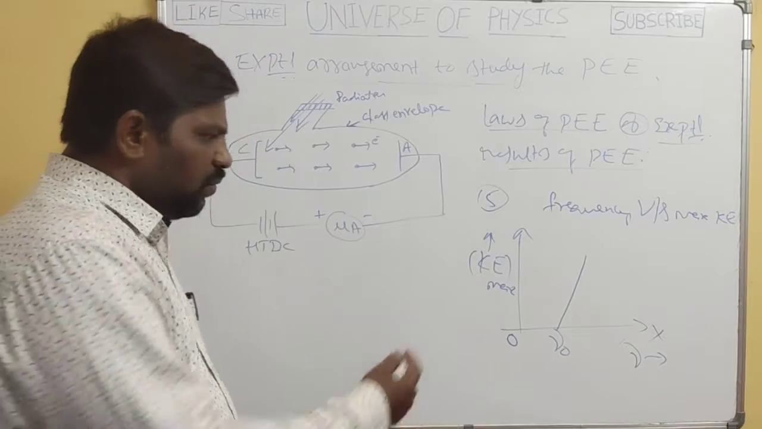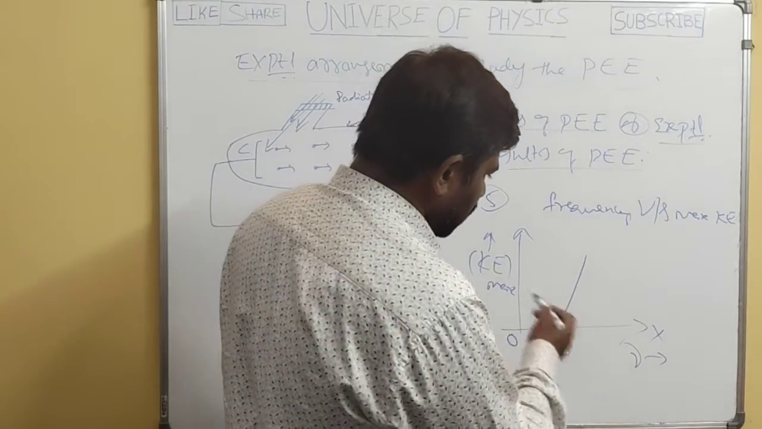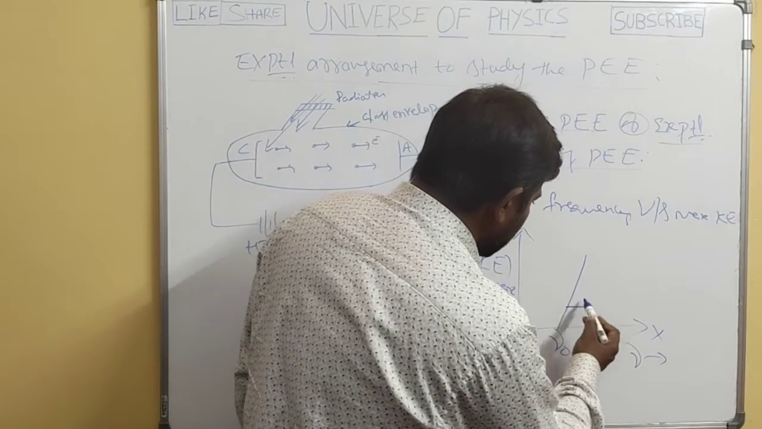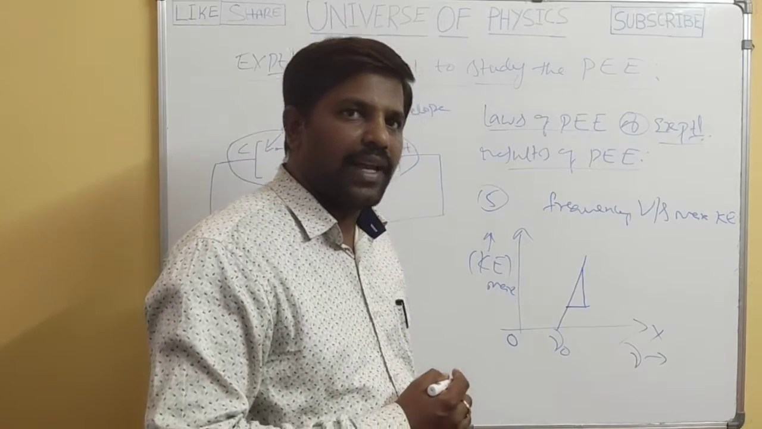And here one more concept is there: if we consider the slope of this graph, the slope of this graph indicates Planck's constant.